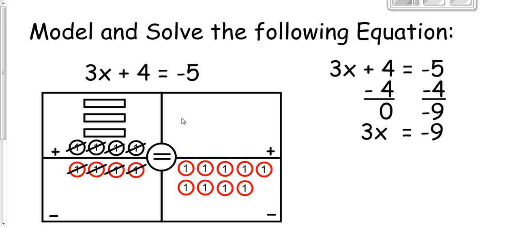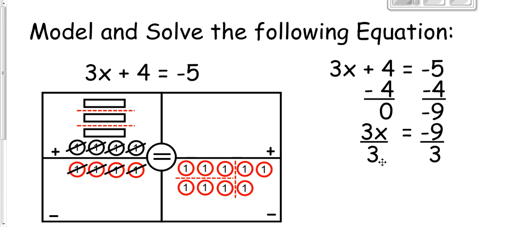Okay, so you would cross out 0 pairs on any side, one side or the other or both, until you cannot cross out any more 0 pairs to figure out what's left. So once we cross out the 4 0 pairs on the left side of the mat, notice we're left with 3 x's and 9 negative tiles on the right.